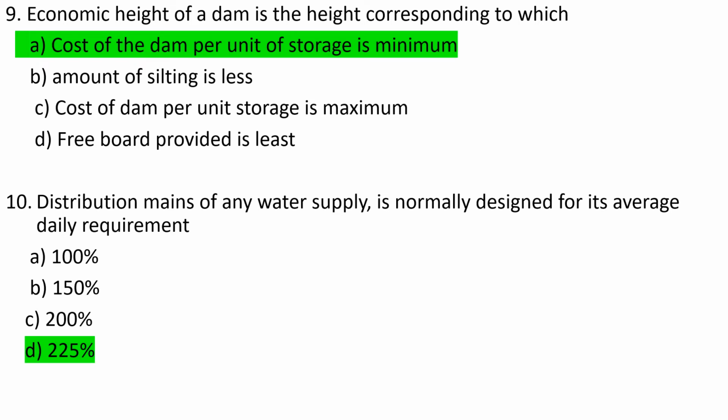Coming to question number 10. Distribution means of any water supply is normally designed for its average daily requirement of A, 100%, B, 150, C, 200, D, 225. So it is designed for 225% of its average daily requirement. So answer is D.